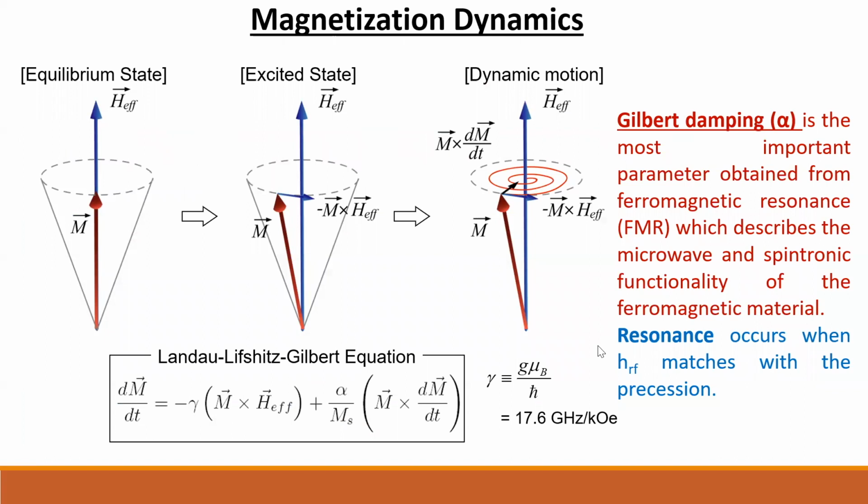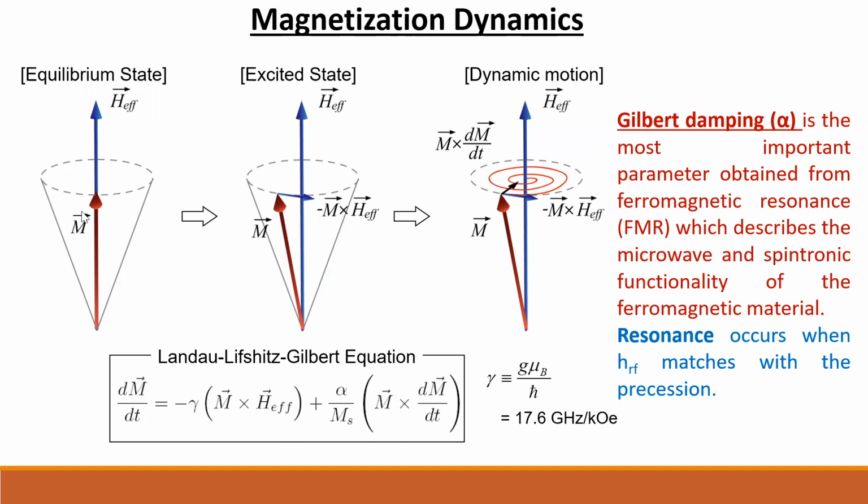Now let us start discussing magnetization dynamics. In the steady state, when we apply an external magnetic field that is not changing with time, the magnetic moments or magnetization will orient itself in the direction of the magnetic field. We can understand the magnetization dynamics by using the Landau-Lifshitz-Gilbert equation, which is given here.